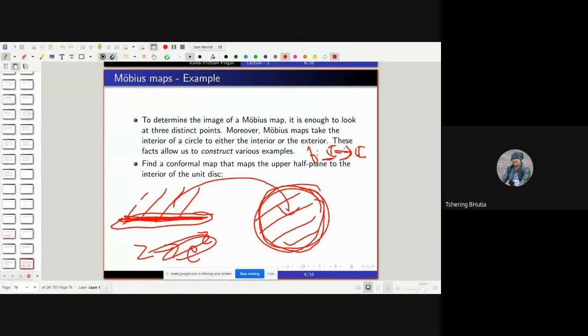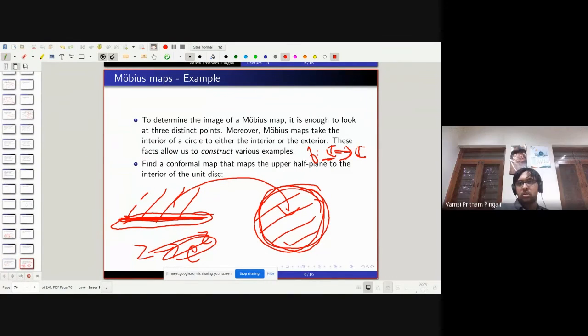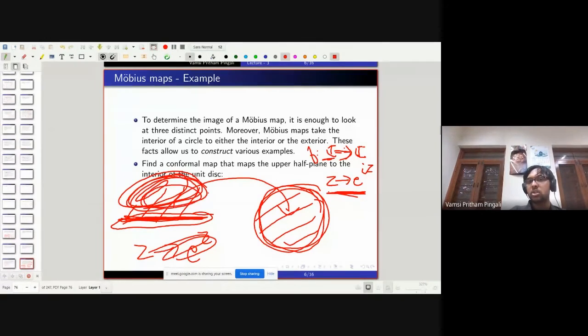Okay. Sir, you're right. In principle, you can try this. I'm not denying that. But the problem is this has other problems. It won't be one-to-one on all of this. I want this to be a conformal map here. That means I want it to be one-to-one on the upper half plane. So this won't work.